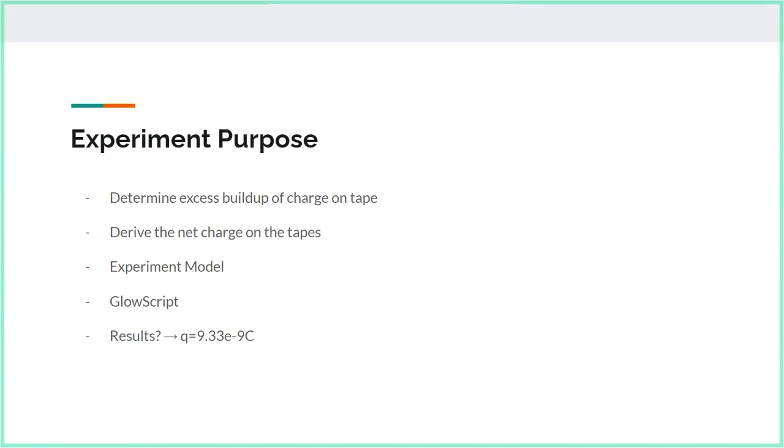I first went through the experiment and then fit the experiment to GlowScript. We were also asked to find the net charges on the tapes, which came out to be 9.33 times 10 to the negative ninth coulombs.